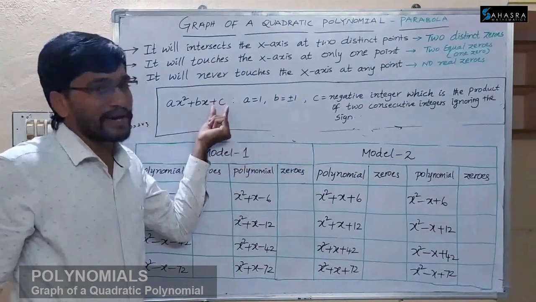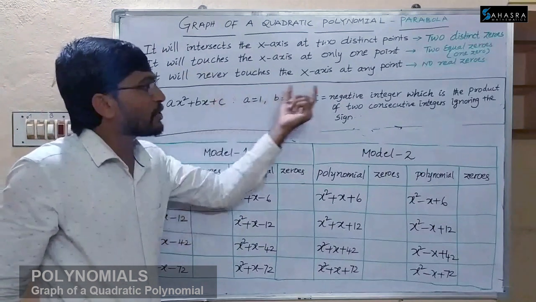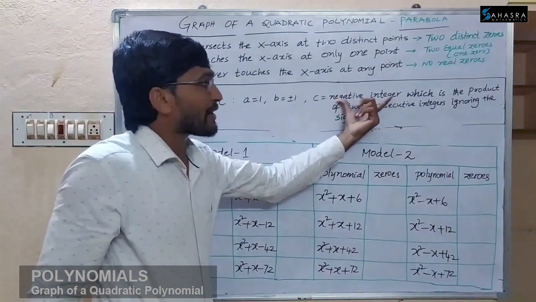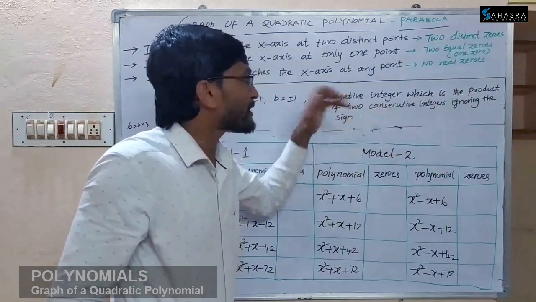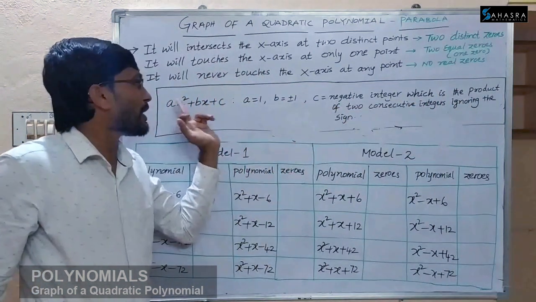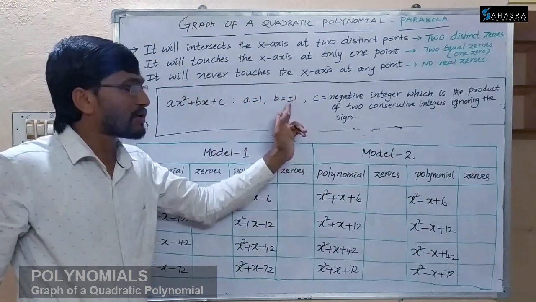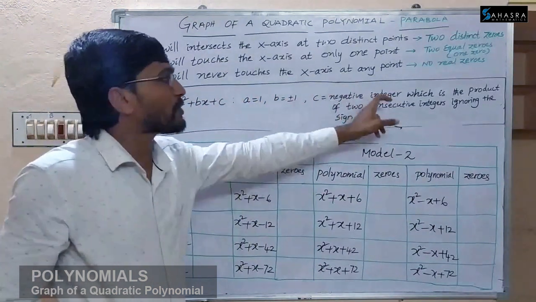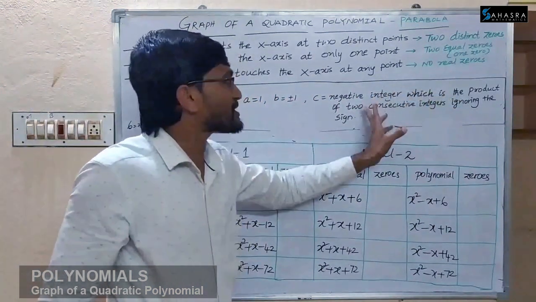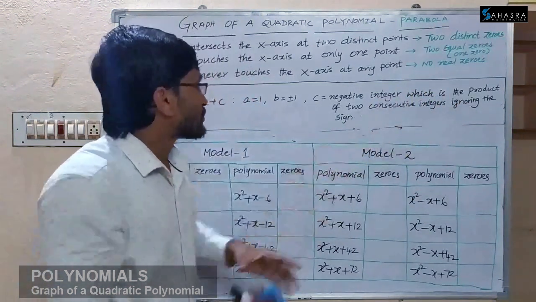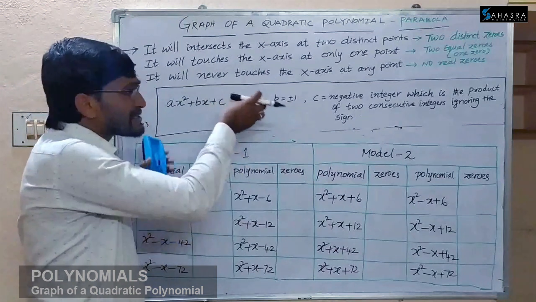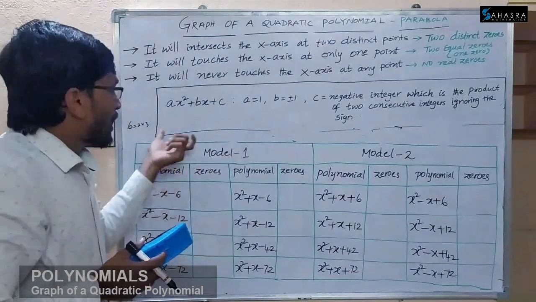And here c is very important. C is equal to a negative integer, which is the product of two consecutive integers, ignoring the sign. A is equal to 1, b is equal to either plus 1 or minus 1, c is equal to a negative integer, which is the product of two consecutive integers, ignoring the sign. So, take this type of quadratic polynomial.